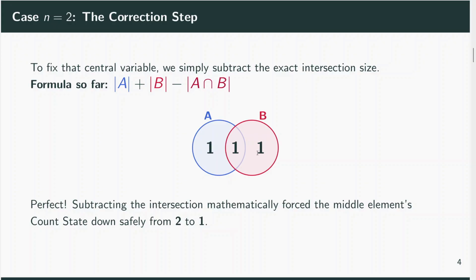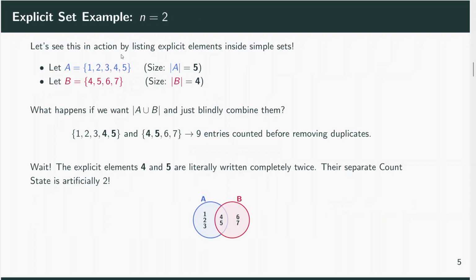The formula, the size of A plus the size of B minus the size of A intersect B, gives us the perfect, exact count of every distinct element in the union of A and B. Nothing is missed, nothing is double counted. And that one subtraction step, that minus the intersection, is the heart of what inclusion-exclusion means. We included too much, so we excluded the excess. Inclusion, then exclusion. Beautiful.